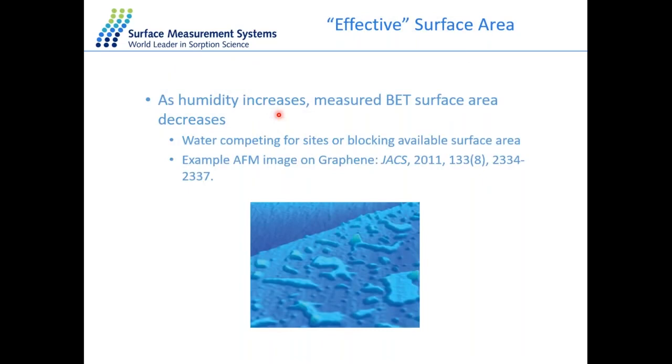As I have moisture present, I'm going to have water that may block, occlude, swell or do something to the material. So if we do surface areas at different humidities, it may be more appropriate to call this the effective surface area, because it's basically showing whatever surface is not being taken up by water. This is just a picture, not from our work here, of some water on some graphene. We're basically looking at whatever's left over as a function of relative humidity.